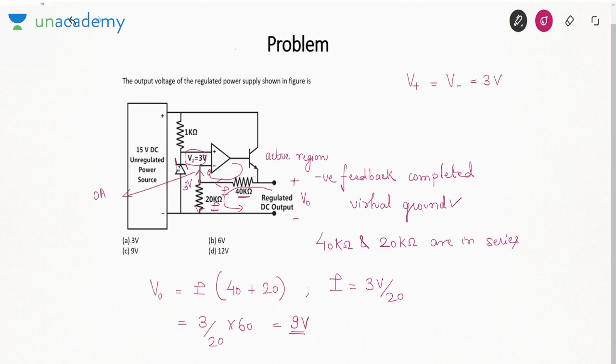So this question is completely based on logic. Though the circuit at first seems very complicated, very complex, when you find the correct answer, the method is very simple. So don't be afraid whenever you see problems based on voltage regulator. Just use your brain and try to apply the concept of virtual ground.